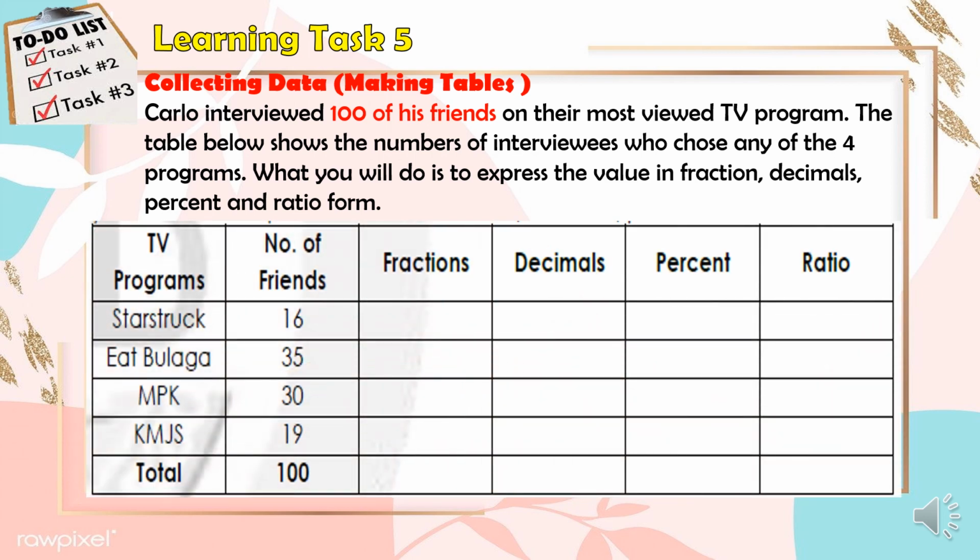Okay, so we have the TV programs: Starstruck, It's Showtime, MTK, KMJS. And the number of friends: for Starstruck, we have 16. For It's Showtime, we have 35. For MTK, we have 30. And then for the KMJS, we have 19. So for a total of 100. So let us now give the fraction, the decimals, the percent, and the ratio.